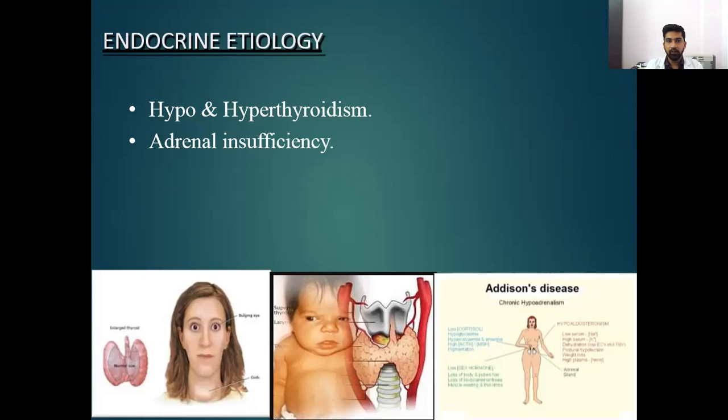Endocrine etiology: severe hypo- and hyperthyroidism can cause shock. Adrenal insufficiency can cause shock. Now you can see in these conditions a bulging eye and enlarged thyroid. This is Addison's disease. You can see low cortisol level, hypoglycemia, hypercalcemia, high ACTH, hypoaldosteronism, which can lead to shock.